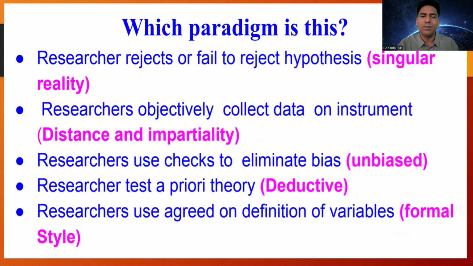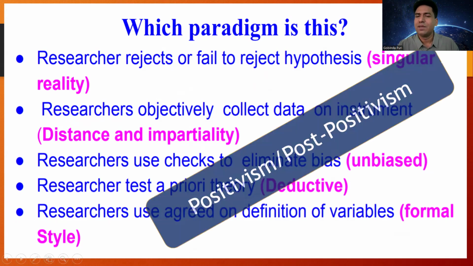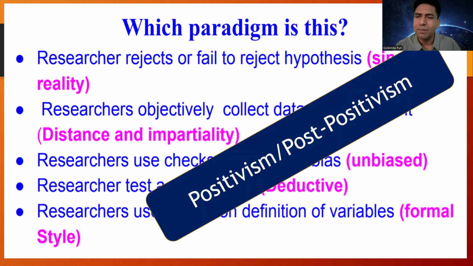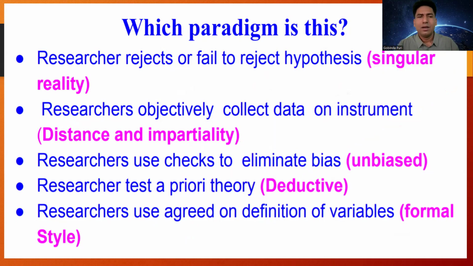Researchers test a priori theory. That means it is deductive. Researchers use agreed on definition of variables already, formal style. Now, can you tell me which research paradigm is this? You can write there if you already know. Otherwise, see here. This is what we say positivism and post-positivism. I think you can answer, or you can define the paradigm positivism and post-positivism.